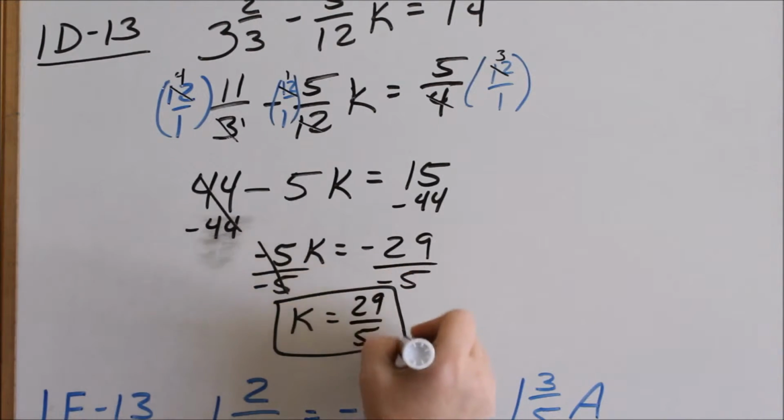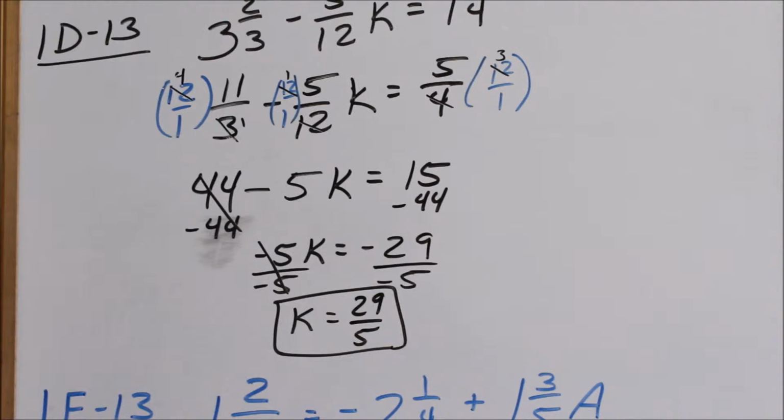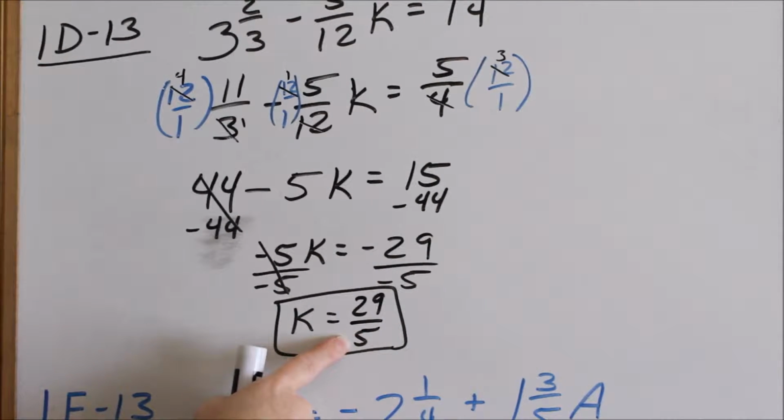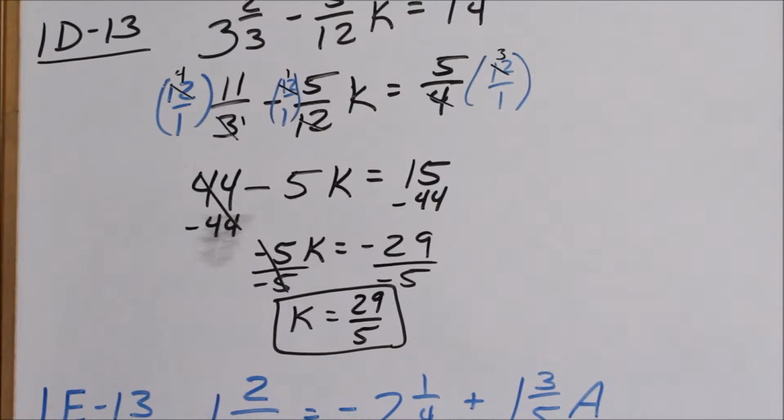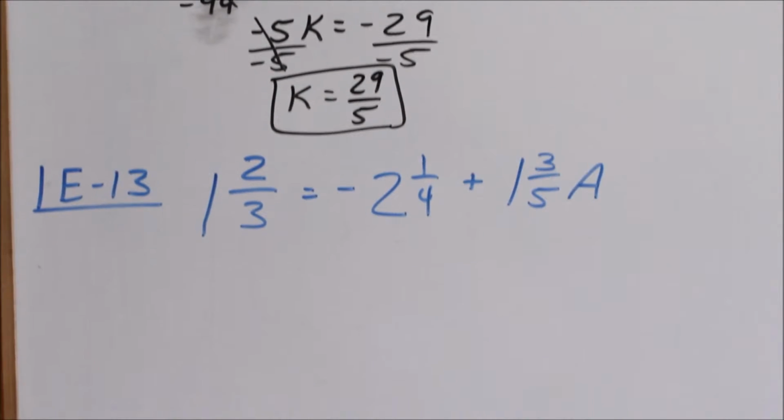You can leave it as an improper fraction, or you can turn it back into a mixed number, but always make sure this does not reduce. 29 fifths does not reduce. Alright, now let's look at 1E13.